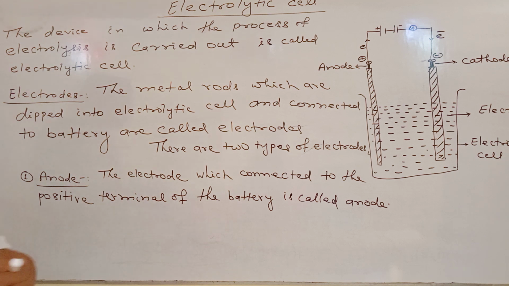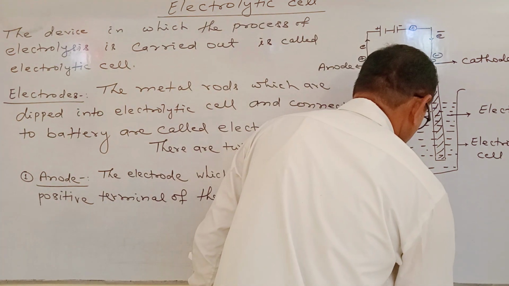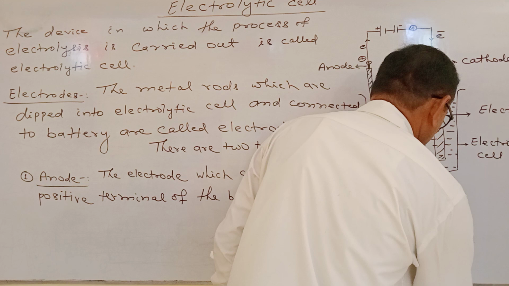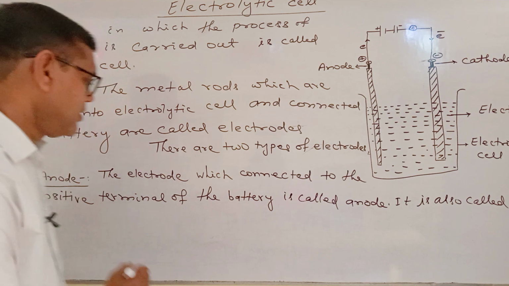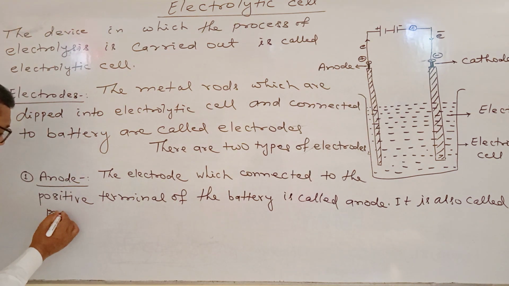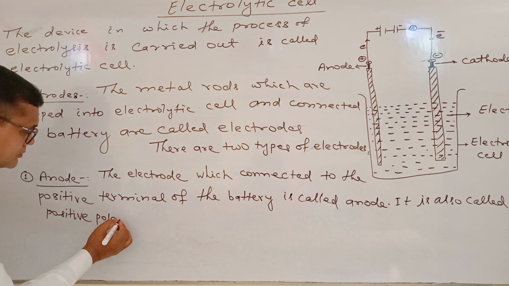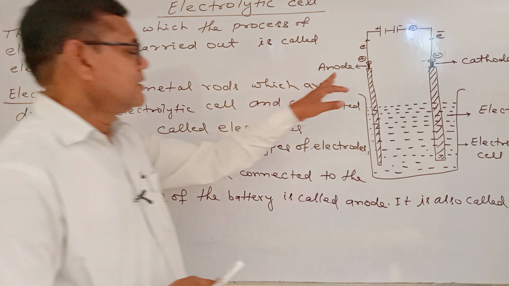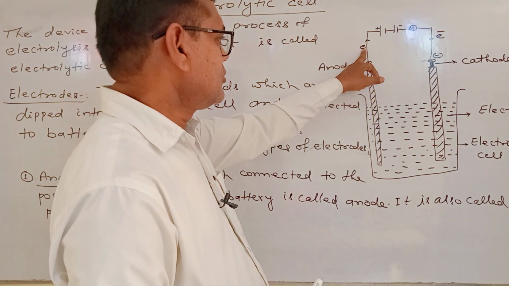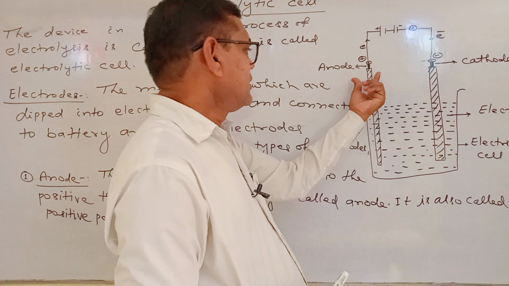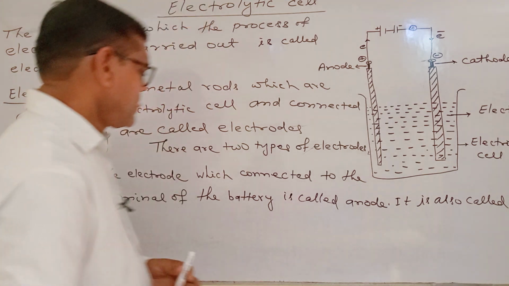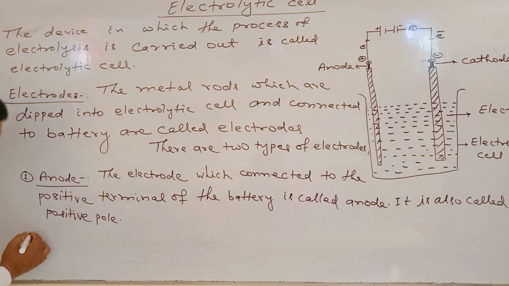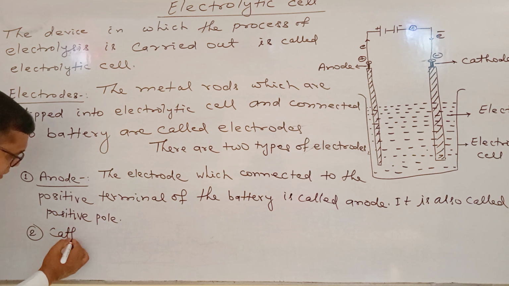It is also called the positive pole. In the anode, loss of electrons occurs, which indicates oxidation. Now we write the second point, cathode.